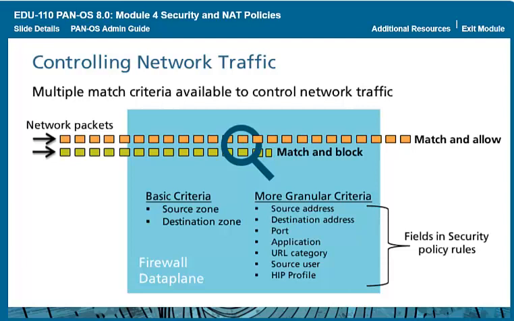You define security policy rules on the firewall using various criteria such as zones, applications, IP addresses, ports, users, and host information profile or HIP profiles. You can define security policy rules to allow or deny traffic, starting with the source and destination zones as the broad criteria. Then fine-tune the rules with more granular options such as source and destination IP addresses, ports, applications, URL categories, source user, and HIP profiles.